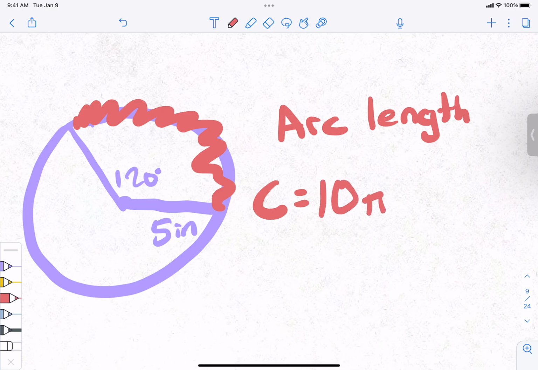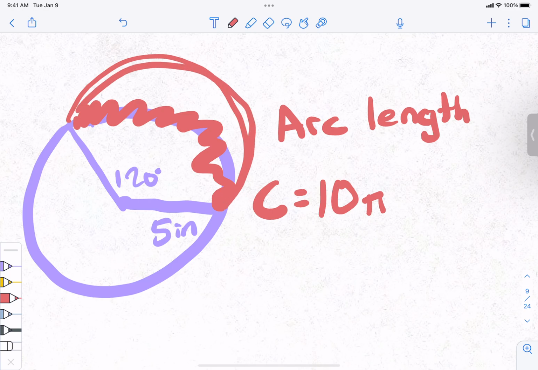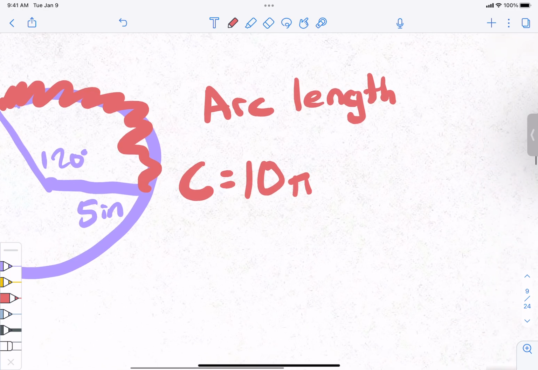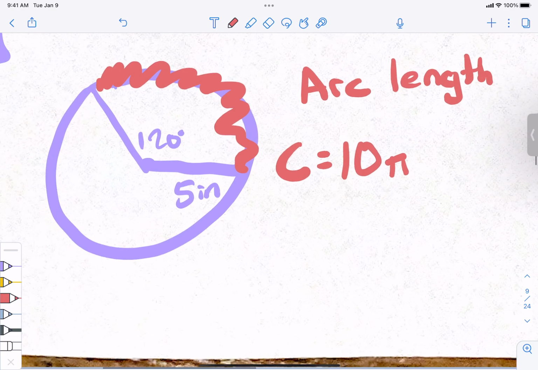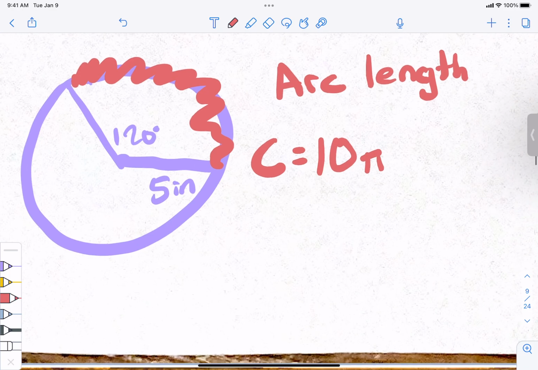But if I'm only wanting to find like this chunk of it right here, how do I do that? I don't want the whole circumference. The whole circumference would be 10 pi. But I only want that little chunk of it. So how do I do that? Take that and multiply it by 120 over 360. Right? Because that's the fraction of the circle, 120 out of a total of 360 degrees. So I would take 10 pi times 120 over 360.